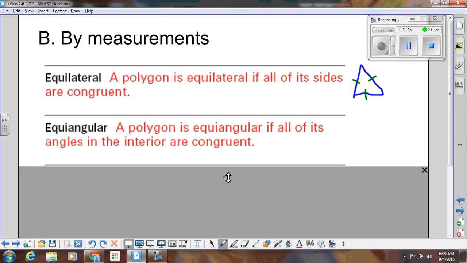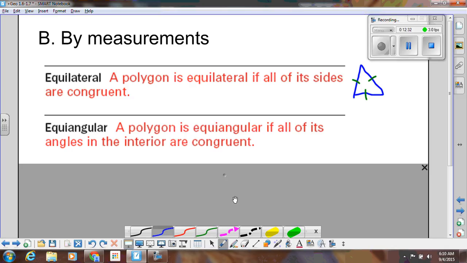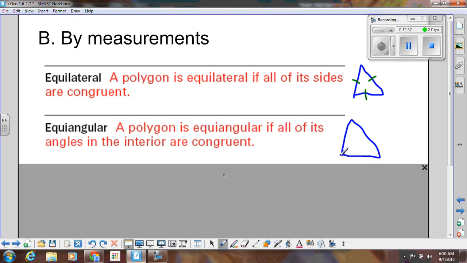Now this word you may not know, it's equiangular. So it looks like it says equal angles. So a polygon is equiangular if all of the angles inside are congruent. So if I wanted to draw an equiangular triangle, I would just make sure that I mark all of those angles congruent, and remember we do that with those arcs. Right, so that would be equiangular.